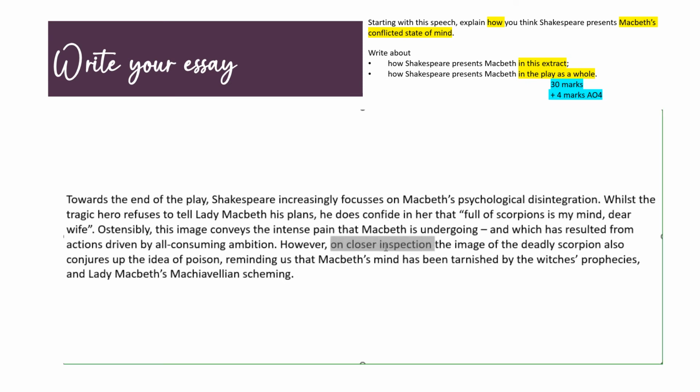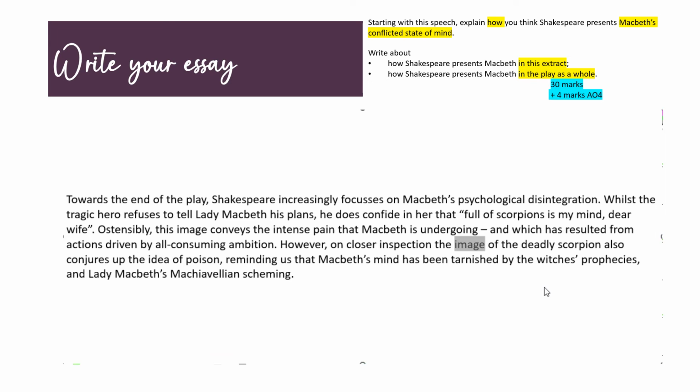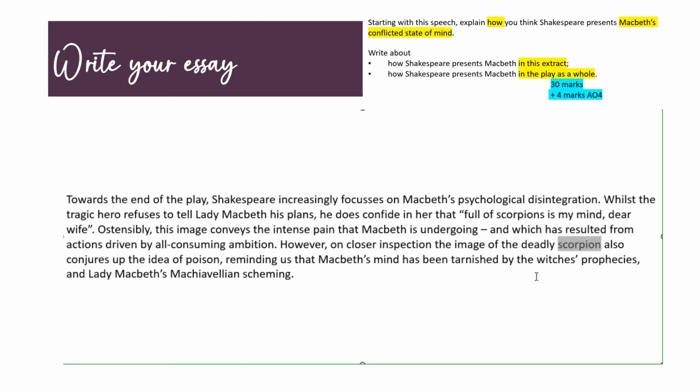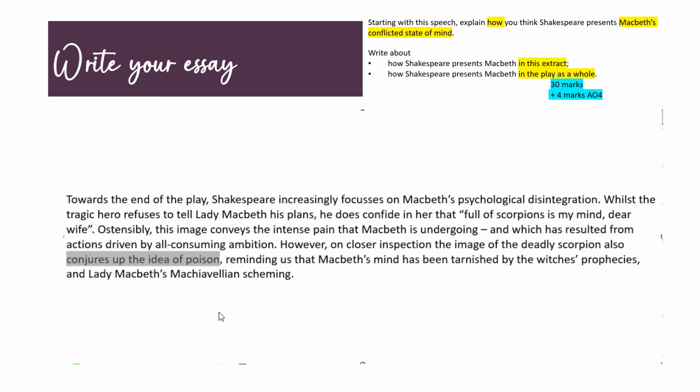I've got my on closer inspection to prompt me to dig deeper into the quotation. I've got the word image, which is subject terminology. You don't need to use subject terminology all the time or to overdo it, but just using it occasionally makes your answer really precise. I'm referencing the scorpion, so taking that idea out of the quotation to look at it in more depth. And then here, I'm looking at the connotations and the meanings of that word. And of course, we know that scorpions have poison in their tails, and we can imagine this as a really physical image of the scorpion with its poison tail inside Macbeth's mind.